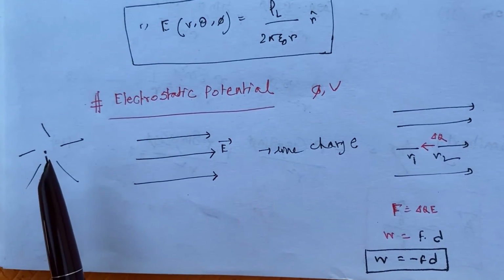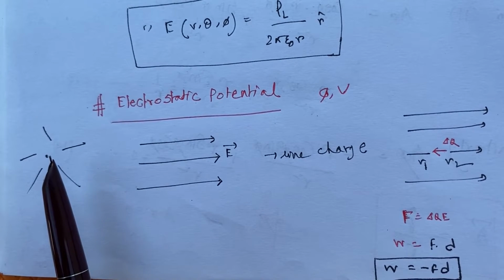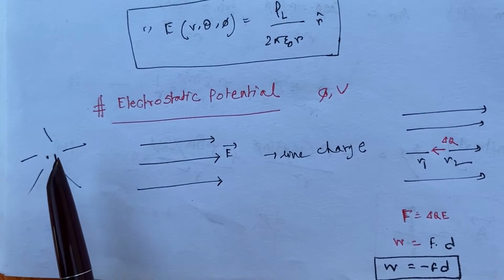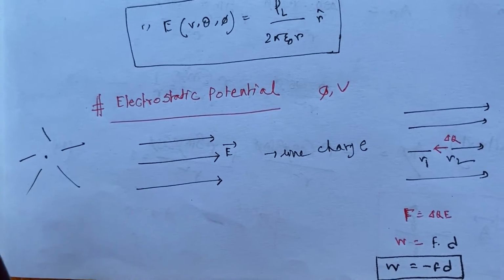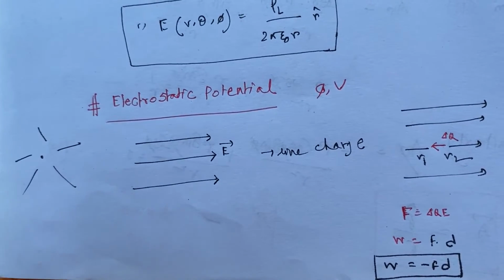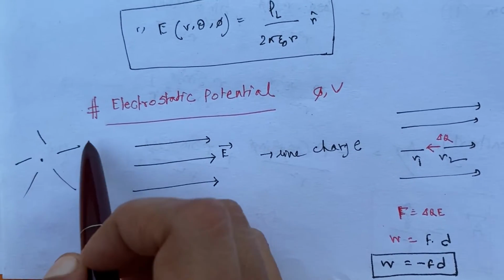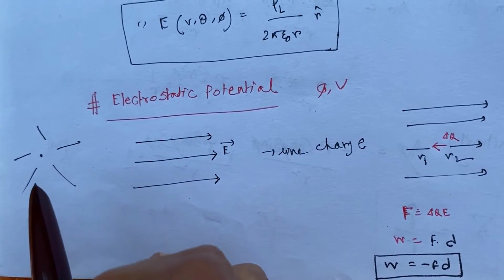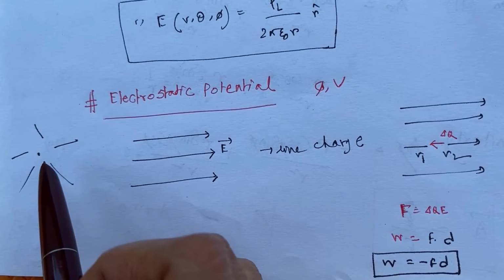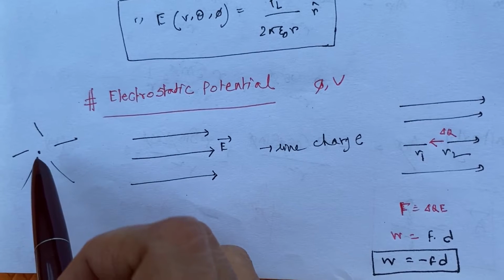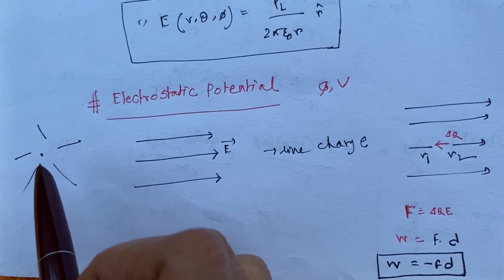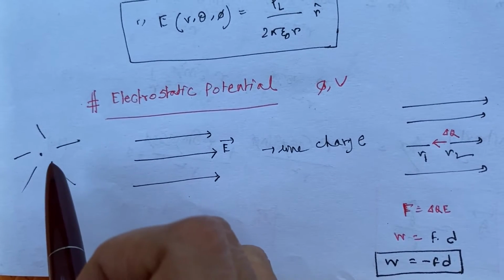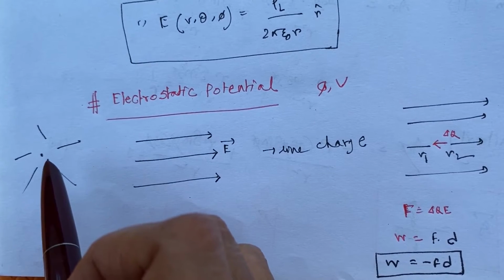So if I put this charge here, there will be a field propagating from the charge if it's a plus charge, and it will be directed to the charge if it's a minus charge. But this is a non-uniform field, because if I go away from the charge, the separation distance between the field lines is greater than the separation distance between the lines when I move closer to the charge. So this is a non-uniform electric field. It's decreasing when we go away from the charge.